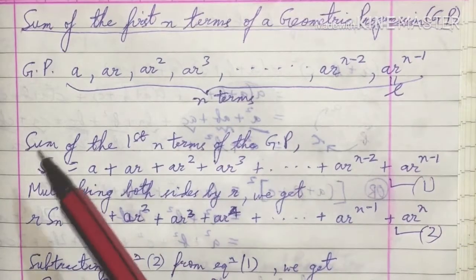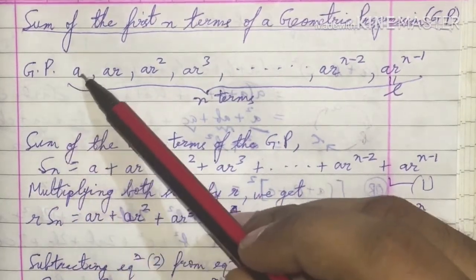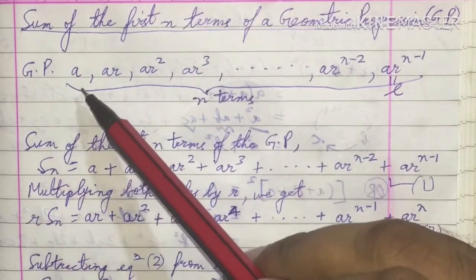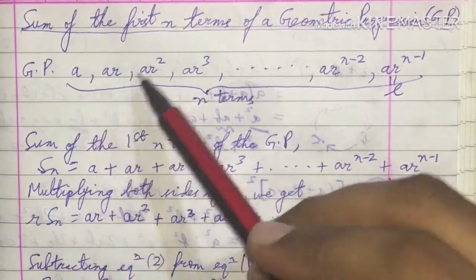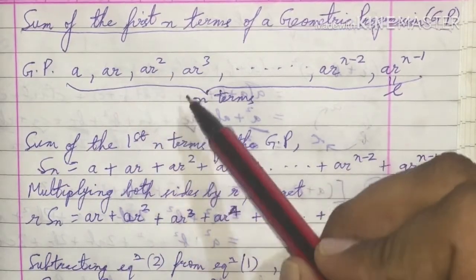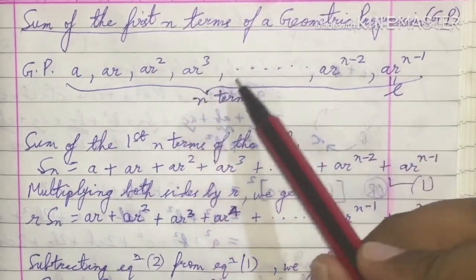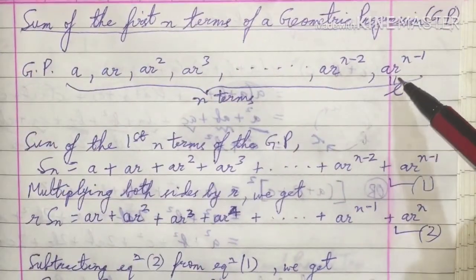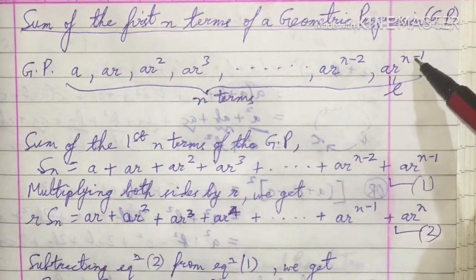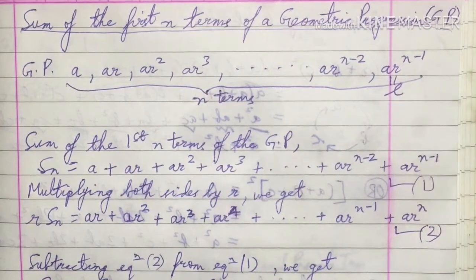Today I'll be doing the sum of the first n terms of a geometric progression, also called a GP. So in a geometric progression, we start with the first term and there is a common ratio r. So basically the first term is a, second term ar, third term a times r square, fourth term a times r cube, and so on until it reaches ar raised to n minus 2, and the last term being ar raised to n minus 1, also denoted by L.